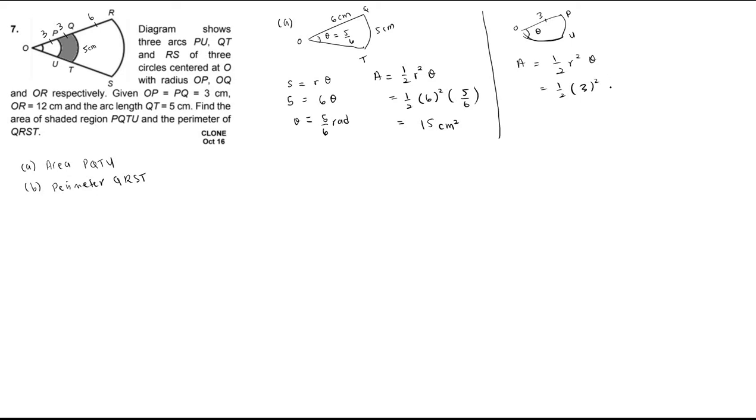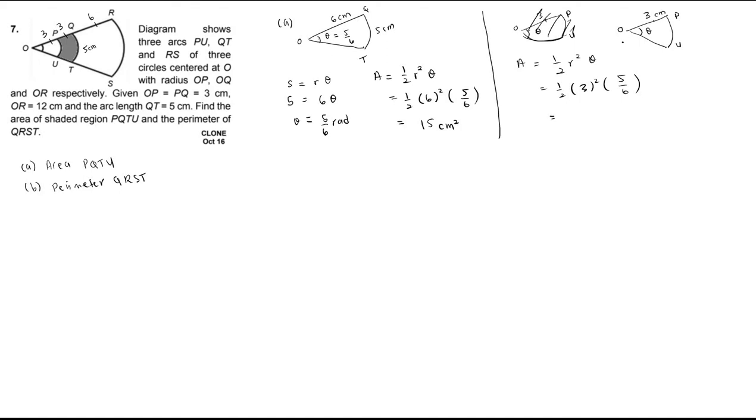Radius 3 cm, theta is the same, 5.6 radian, because they are subtended from the same angle. Okay, the angle here is the same, 5.6 radian, only radius change. So let me sketch that again. Sector O, P, U. The angle the same, but radius 3 cm.